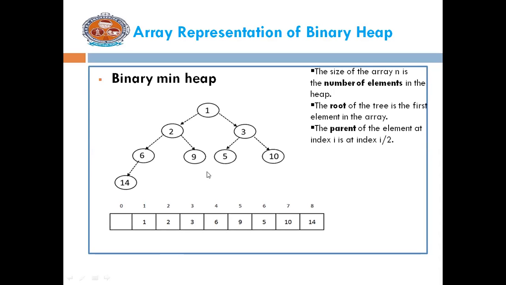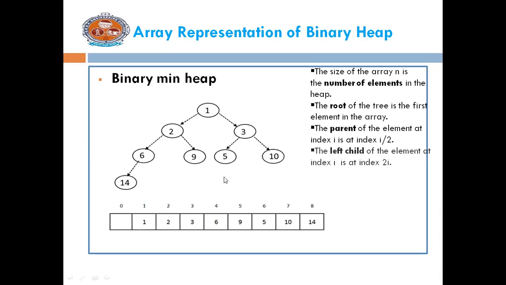And the next point is the parent of the element at index i is at index i/2. That means now consider the value 9. The index of the value 9 is 5, so its parent is at i/2, that means 5/2. Only consider the integer part, that is 2 from 2.5. So 9's parent is in position 2, and at position 2 the value is 2. So the parent of the element at index i is at index i/2.